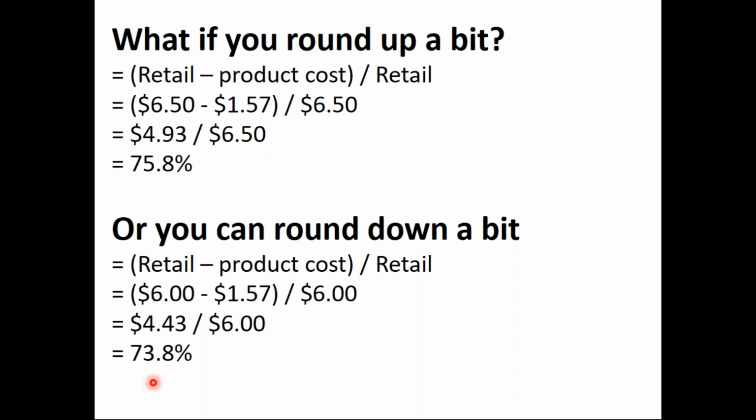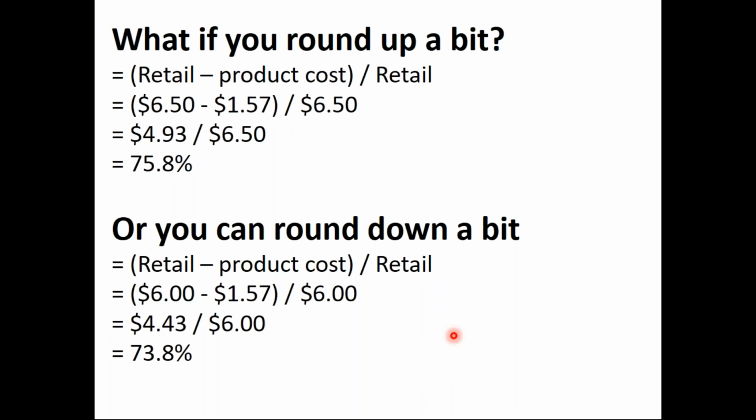Or conversely, you can round down a bit to $6. Same kind of math. Your gross profit drops by 50 cents. That makes sense because we dropped the retail by that much. And now you're down to 73.8% gross profit. So like I said, as a guideline, you want to be around the 75. If it works out that you're slightly lower, that's okay.